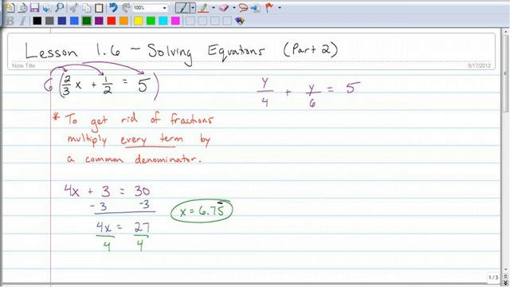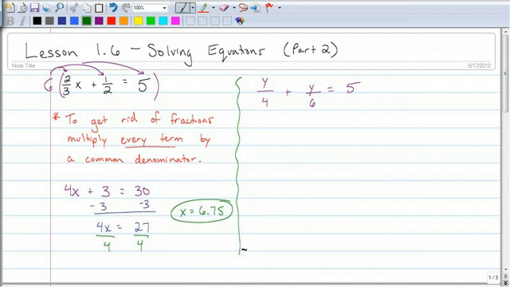Again, in your assignment, you'll be asked to check it. To check it, if you want, you can just use your calculator and take 2/3 times 6.75 plus 1/2. When you do that, you'll get 5 as your answer, and so you can tell that it checks, that it works out. But for space, I'll just erase that. And let's look at this next one.